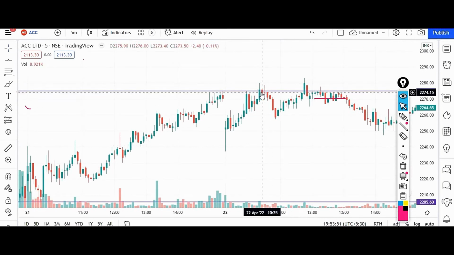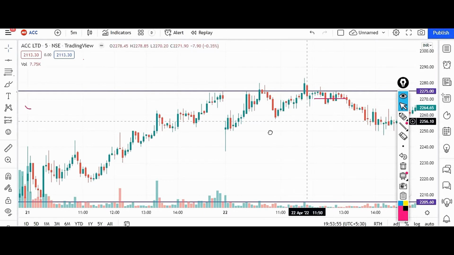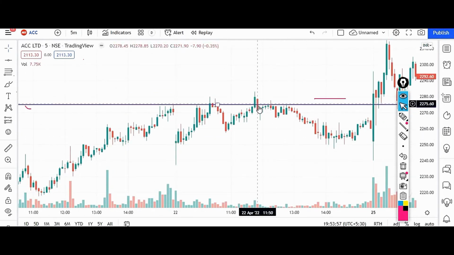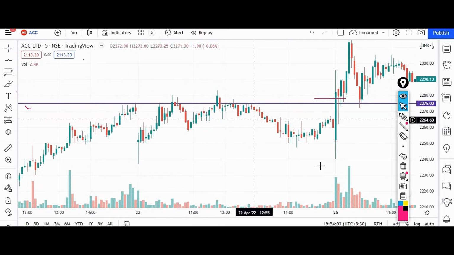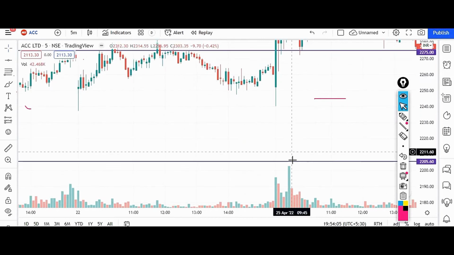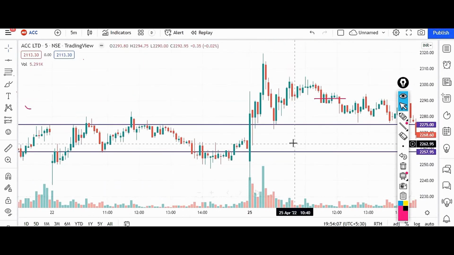Hit this target, hit this level and rejected. Go short here. Some 1:1 given. Again broken this level. Take an SL and take an entry. See, some 1:2 is given. 1 SL, 2 SLs and 2 profits. Good day. Big profits and small SLs.